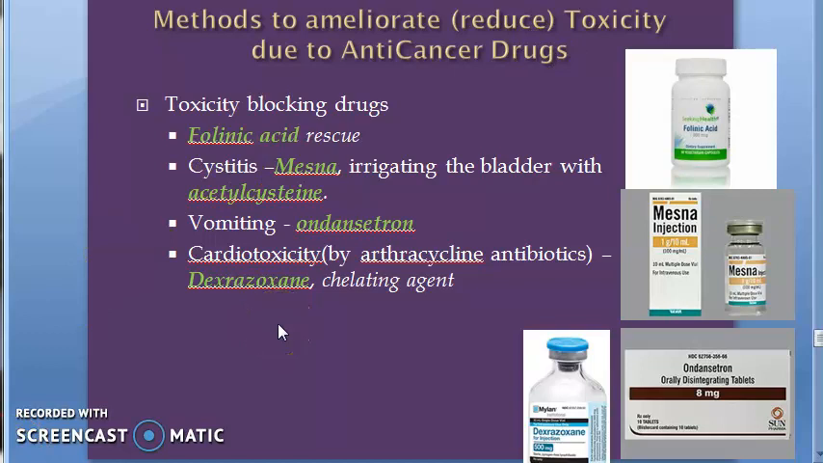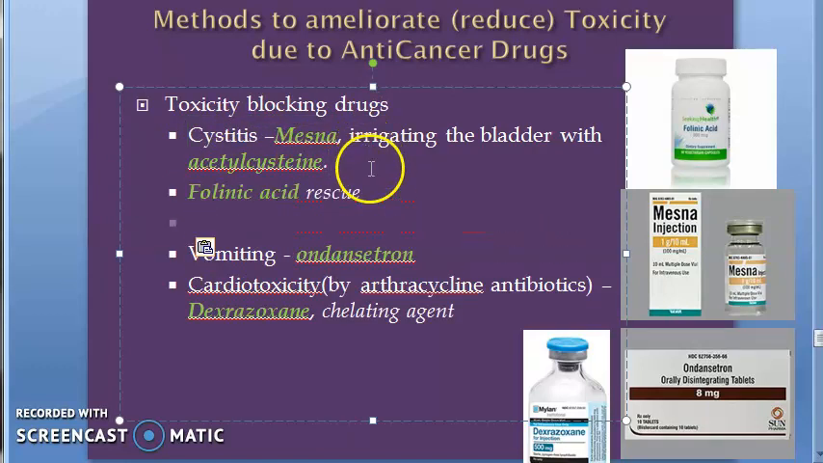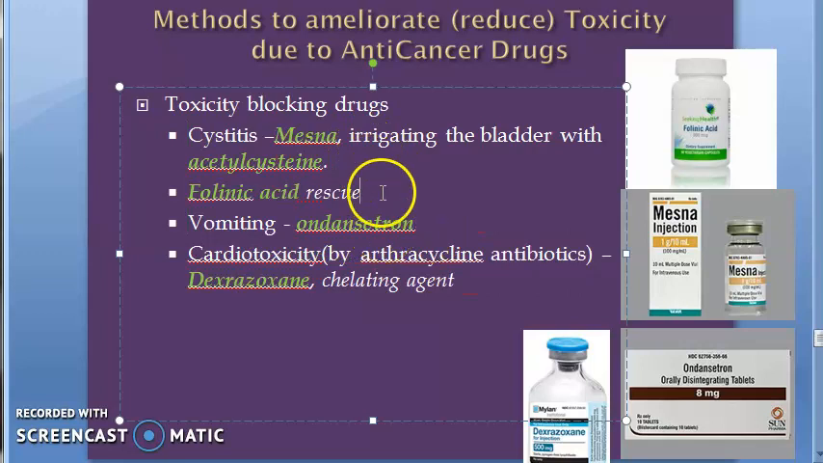Overall in this, we will just look at some terms, not go into much detail, okay. What you can give are toxicity blockers. Folinic acid: if you are giving a folate antagonist like methotrexate, right, then for methotrexate you will give folinic acid rescue.